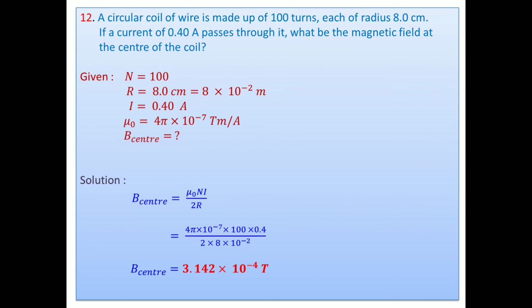Thereafter we go through numerical number 12. A circular coil of wire is made up of 100 turns, each of radius 8.0 centimeter. If a current of 0.40 ampere passes through it, what will be the magnetic field at the center of the coil? Number of turns is given, 100. R is given, 8 centimeter, 8 into 10 raised to minus 2. I is given, mu naught is already given, B center to be calculated, mu naught N I upon 2R. Very straight numerical, substitutions are there, and after calculation you get the answer 3.142 into 10 raised to minus 4 Tesla.